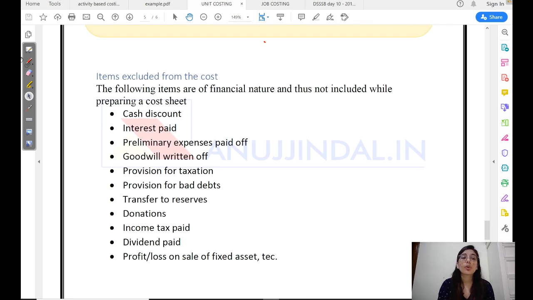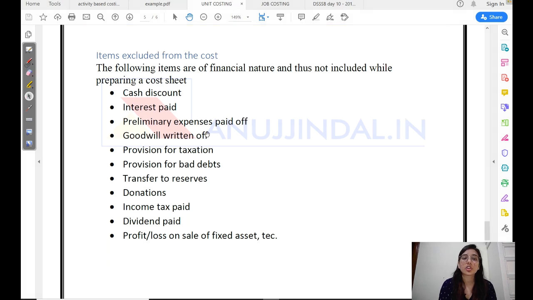Then the next thing is, there are certain items which are not included in the cost sheet, and these items are of a financial nature. Under the cost sheet, we record all the cost and not the items which are of a financial nature. These are recorded in the profit and loss account and balance sheet, right? So it is recorded under financial accounting. These items are like interest paid, goodwill written off, transfer to reserves, donations, etc. So you need to remember that the items which are of a financial nature are not included in the cost sheet, right? So it is very important to remember this. A question could be directly asked from this particular topic.